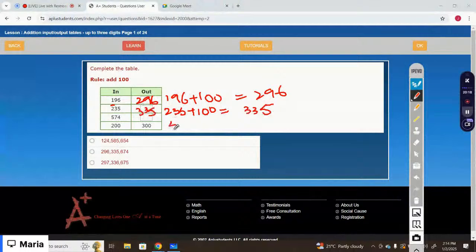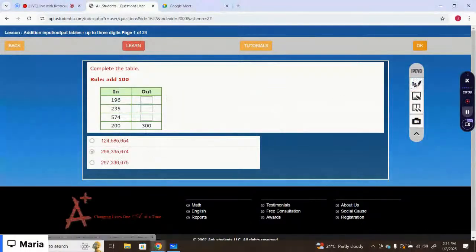Then you have 574 plus 100. So that makes 674. So the values are 296, 335, 674. So option number 2 is the correct option. 296, 335, and 674. Option number 2 is the correct option.